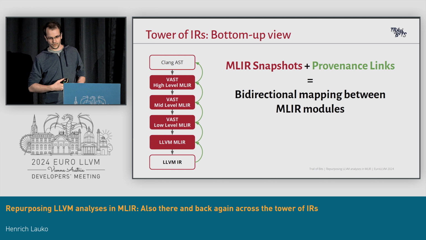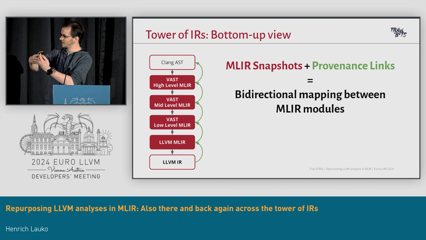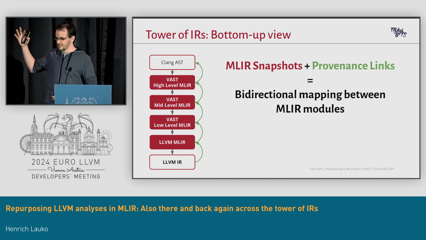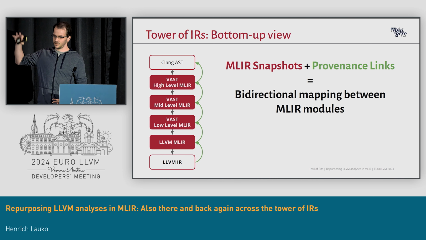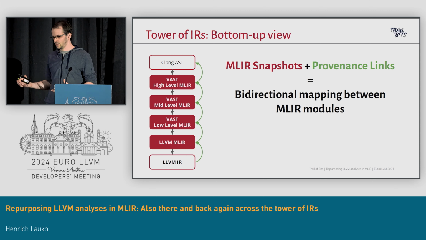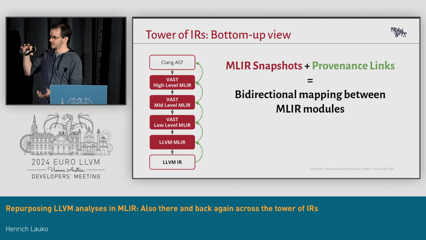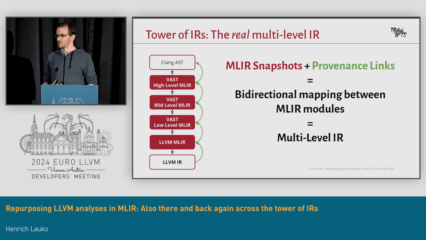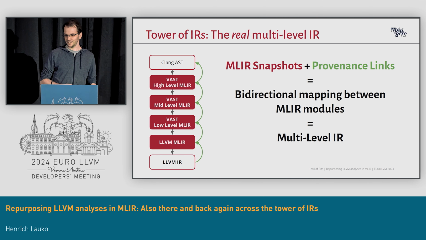Using this, you can then walk down from high-level representations all the way to LLVM, and also use provenance links to link the low-level information with some high-level representation. So in a way, we have a bidirectional map between MLIR modules. One can say that we created a real multi-level IR in this way.